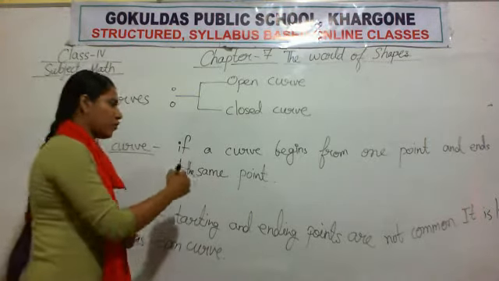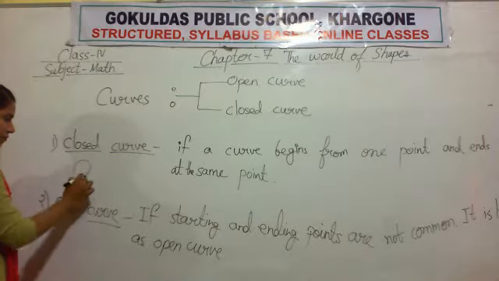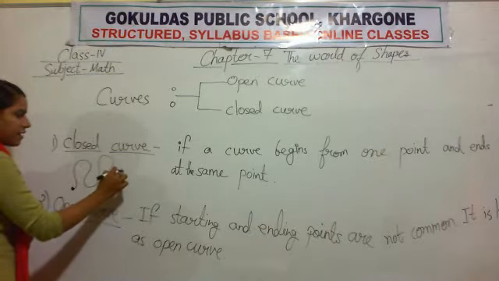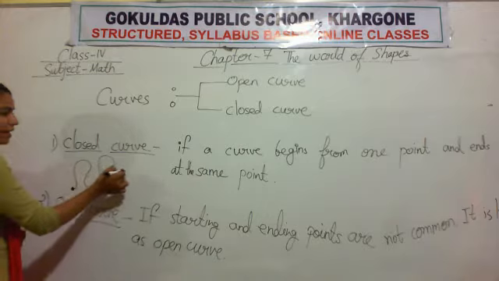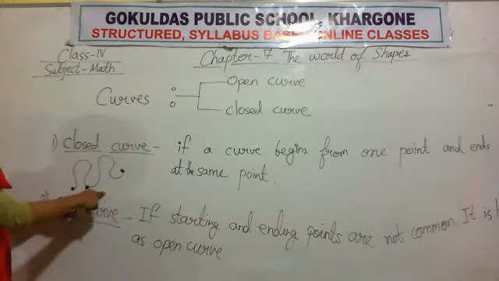Now I am drawing on the board how an open curve looks. Suppose I am starting my curve from here, and ending at this point. So starting and ending points are different, so it is known as open curve.